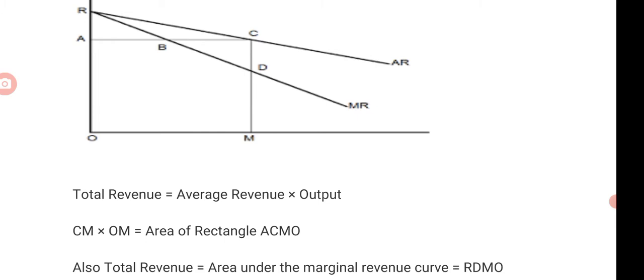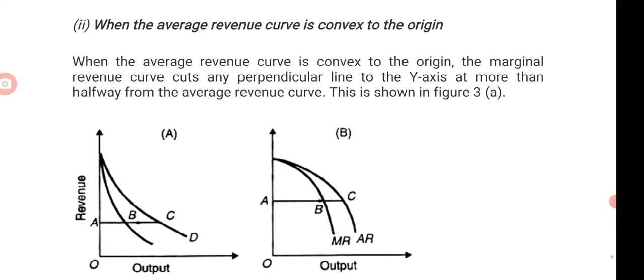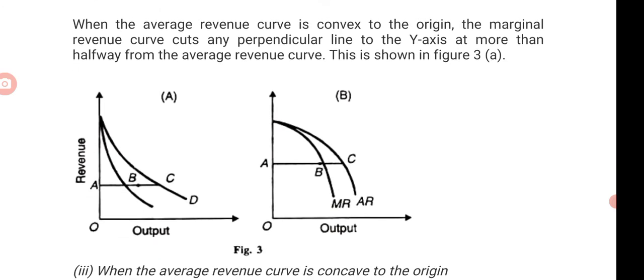the average revenue curve. Now, the second condition is when the average revenue curve is convex to the origin. When the average revenue curve is convex to the origin, the marginal revenue curve cuts any perpendicular line to the y-axis at more than halfway from the average revenue curve. This is in figure 3a.